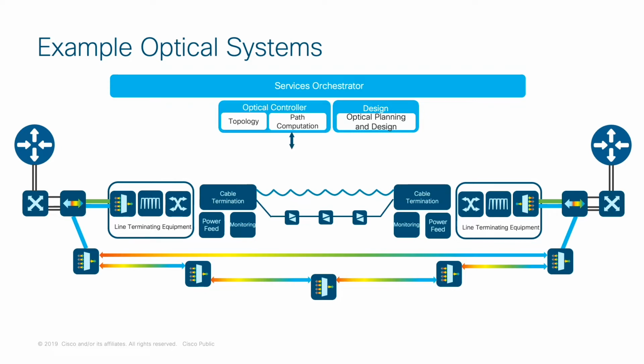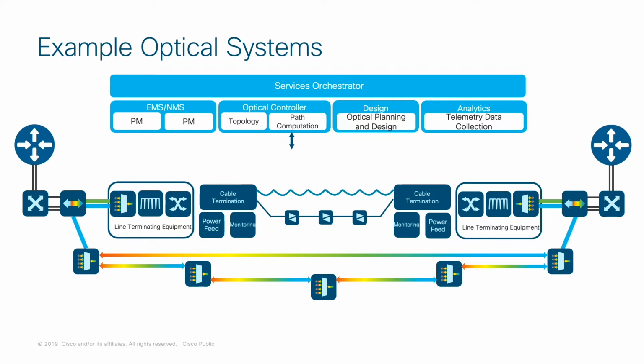The second piece is an optical controller. And sometimes this is not standalone, it's combined with other elements. The optical controller understands the topology, it understands the as-built network as opposed to the as-planned network. And it does a really important function of path computation. We have element management systems or network management systems that sometimes combine that optical controller capability, as well as doing the performance management and alarm management. And then finally, we have typically some sort of analytics and telemetry requirements to improve the performance, to monitor the performance of those optical links.